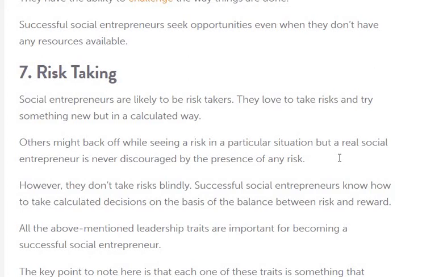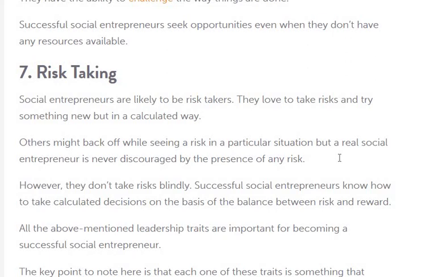However, they do not take risks blindly. This is very important to become a good social entrepreneur. Successful social entrepreneurs know how to take calculated decisions on the basis of the balance between risk and reward. This line is very, very important for successful social entrepreneurs.